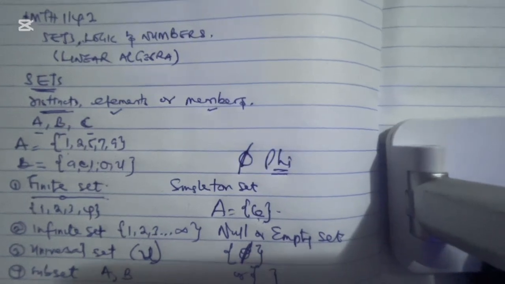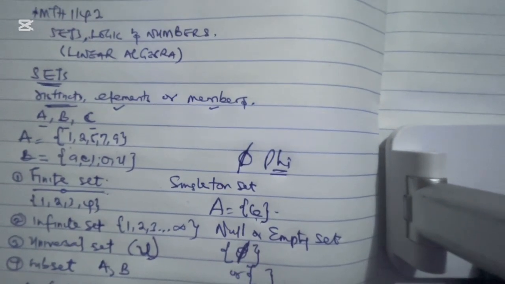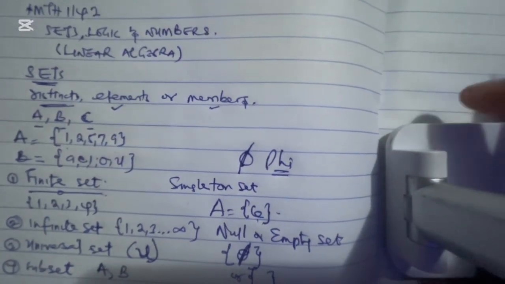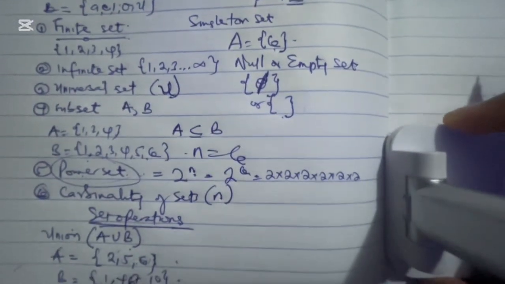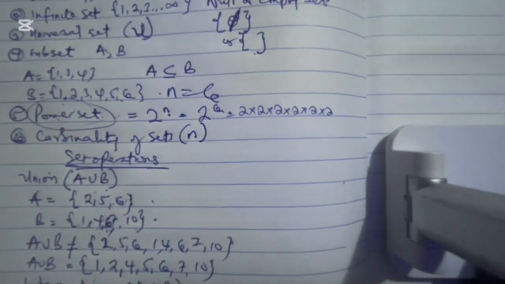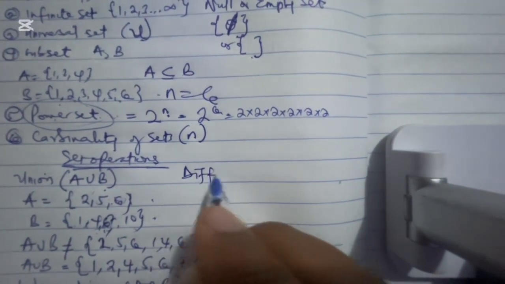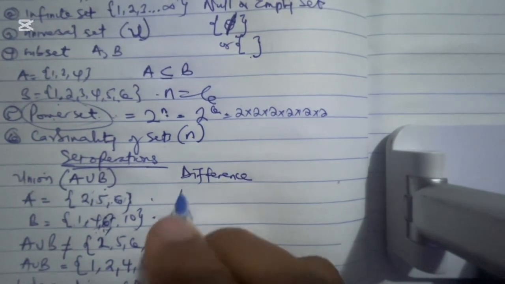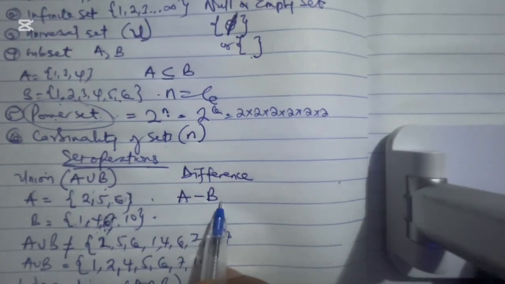Now let's return to set operations. Now we have what we call difference. When we say difference of two sets, what that means is that we're actually interested in the elements in one set that are not in the other set. For instance, if we want to look at the difference of A and B, we'll say A minus B.